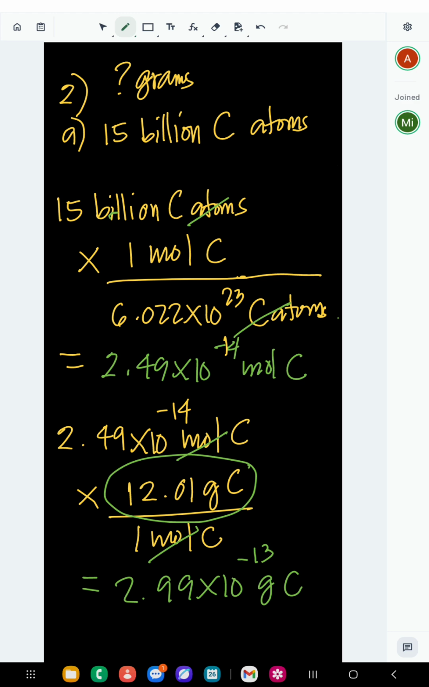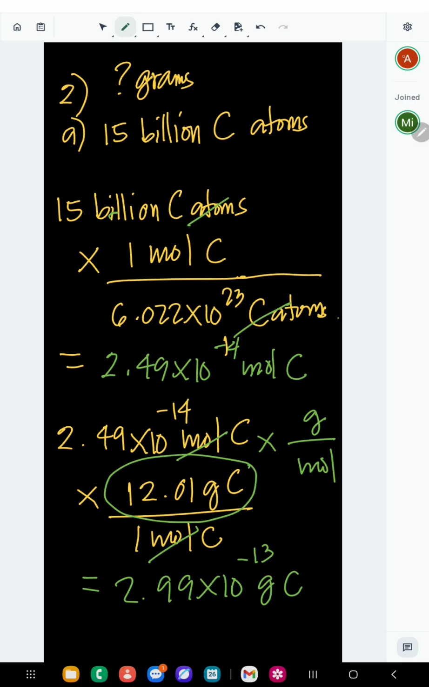Because you need to cancel out the unit of mole. It's supposed to be like this: times grams over mole. And then you cancel mole, then you'll be left with the gram unit. But at least you got the correct answer. It's 2.99 times 10 to the negative 13 grams.